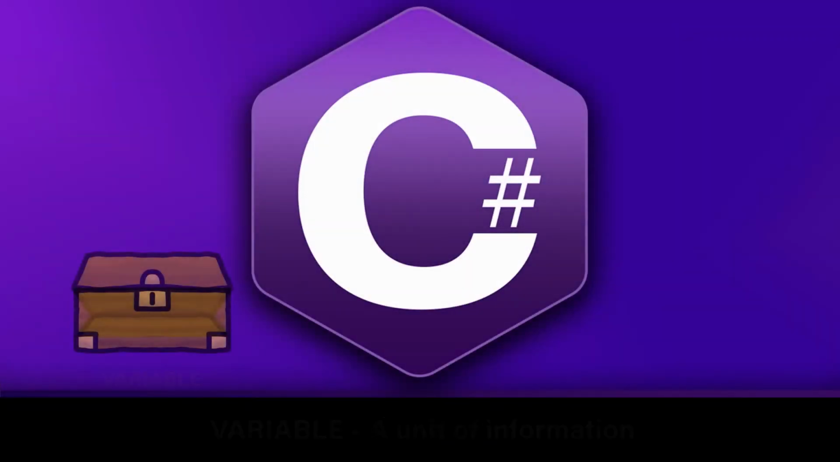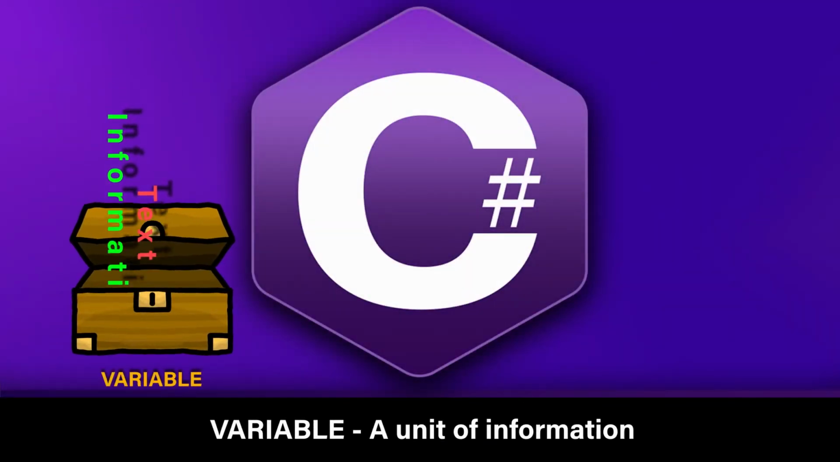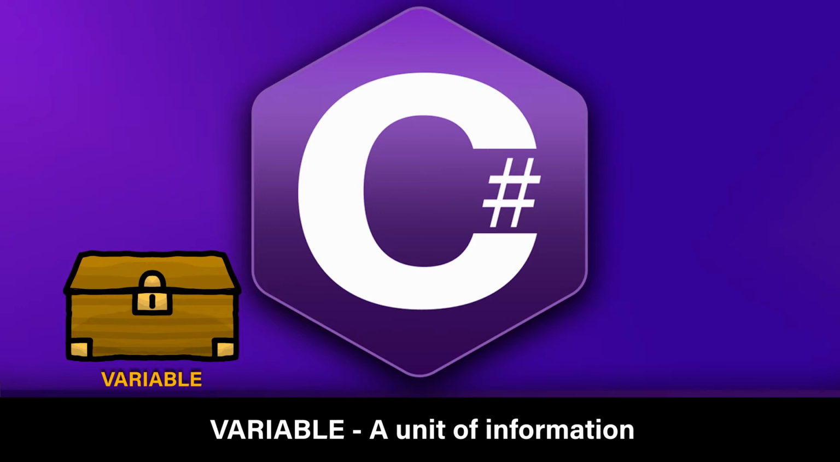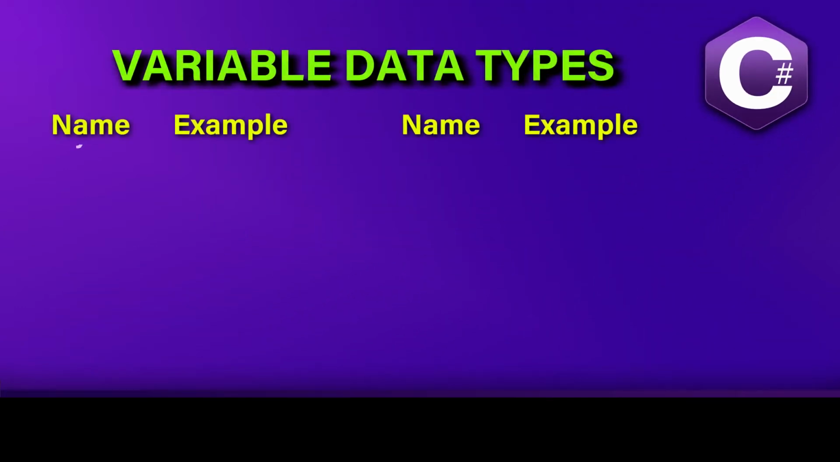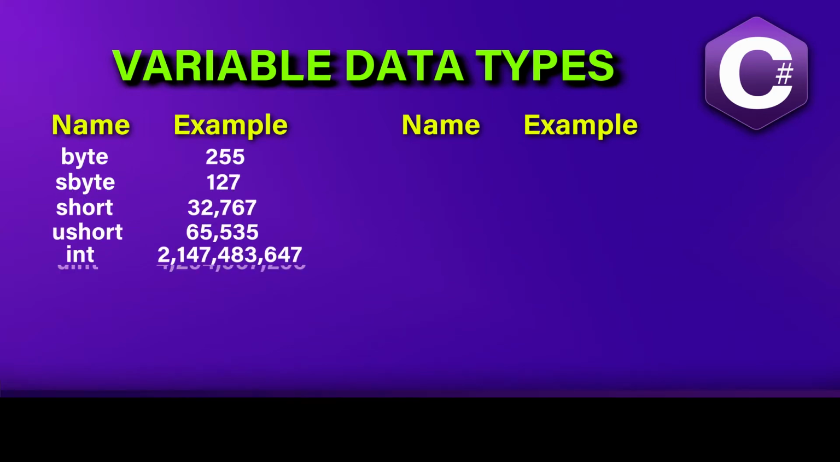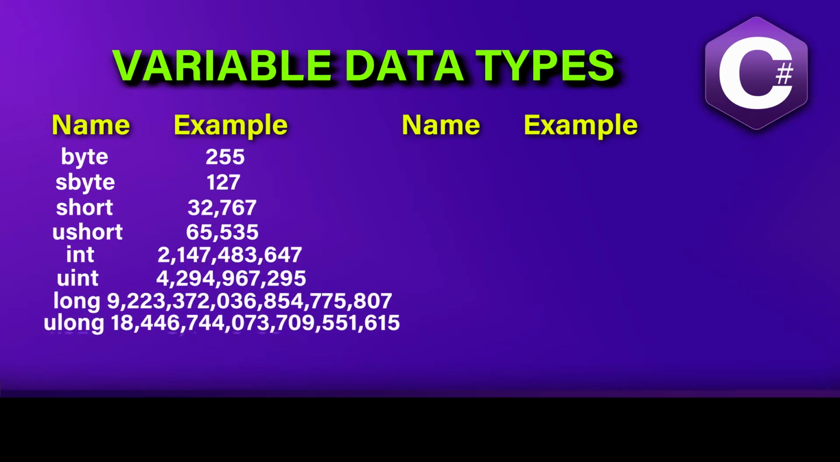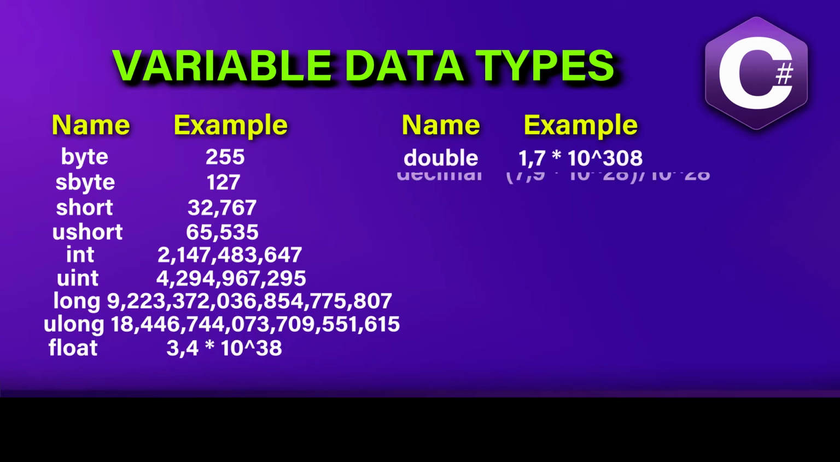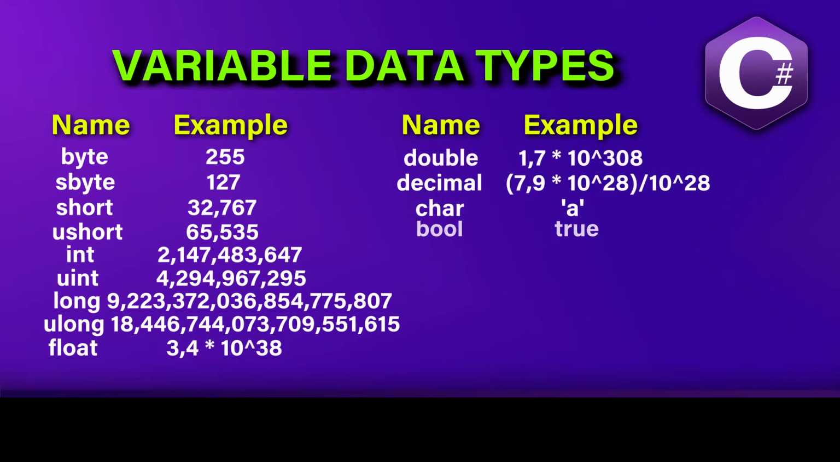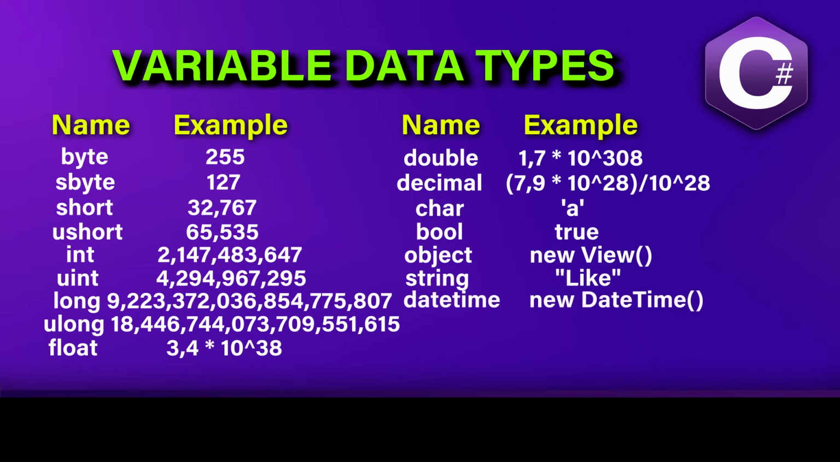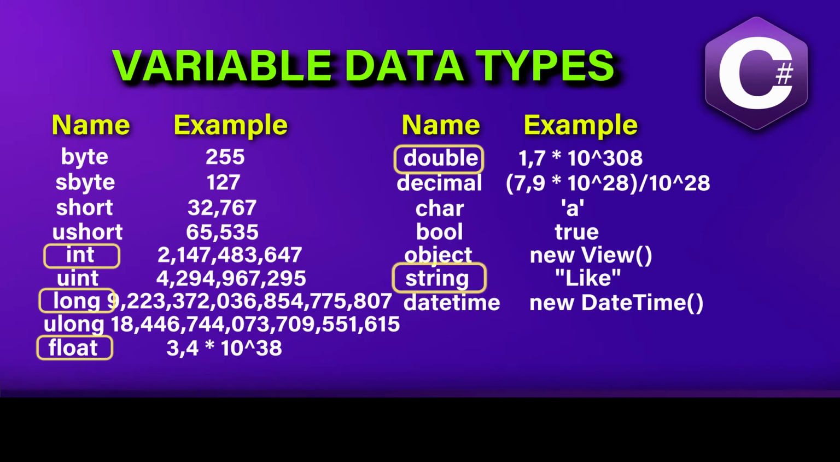In C#, a variable is a unit which contains information for a specific data type. Variables have predefined data types such as byte, sbyte, short, ushort, int, uint, long, ulong, float, double, decimal, char, bool, object, string, and DateTime. Int, long, float, double, bool, and string are the most common types found in practice.